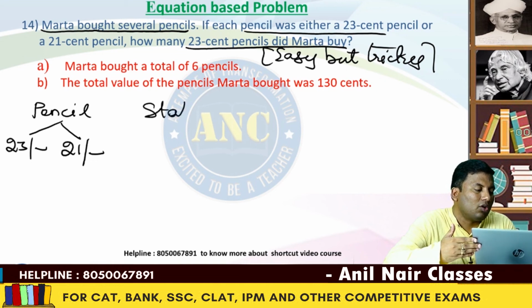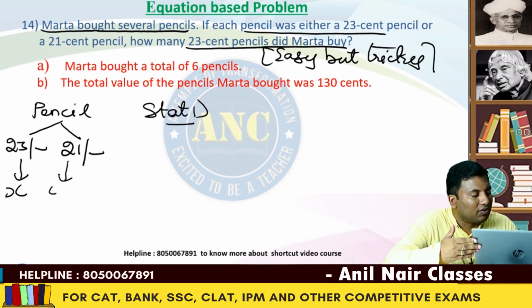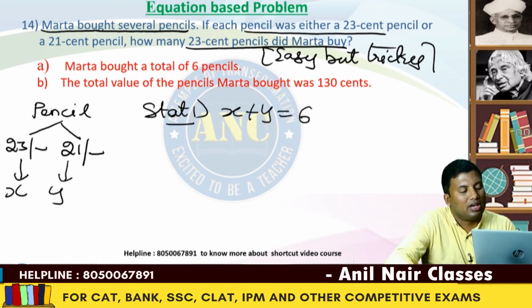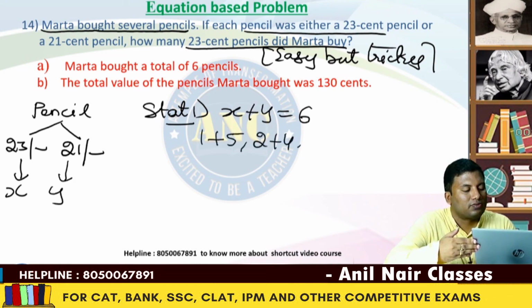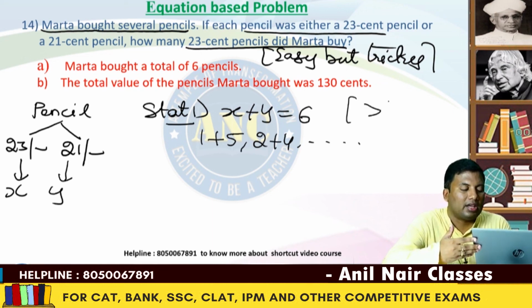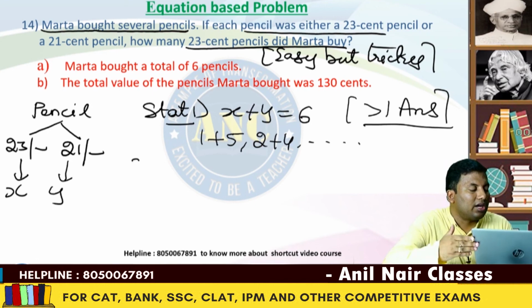Statement 1 alone. Suppose the number of pencils she bought for 23 rupees is X, and for 21 rupees it is Y. Now the total number of pencils X plus Y is 6. X plus Y is 6 means it is 1 plus 5, 2 plus 4 and so on. We cannot uniquely say, it gives more than one answer.